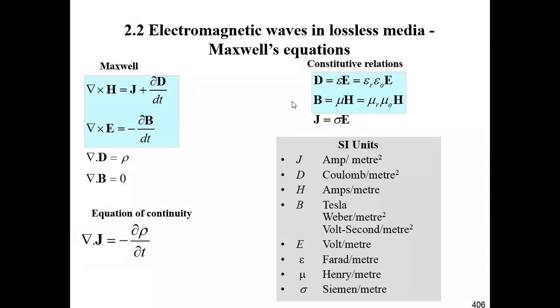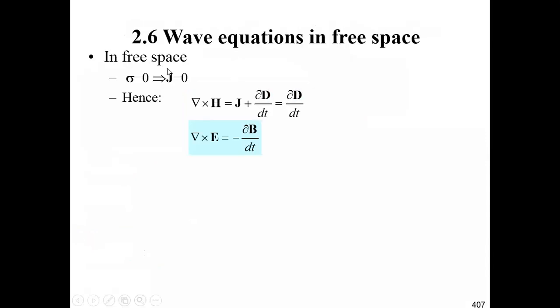We will see stepwise how we are proceeding. First, in free space, sigma is 0 and J is 0. In free space, the current density is 0 and conductivity is 0. So what will be the changes? J is 0 means the first equation will become del cross H equals del D upon del t. Yes or no? Yes, sir. Because J goes to 0. And of course, del cross E will remain the same as minus del B by del t. Any doubt? No, sir.